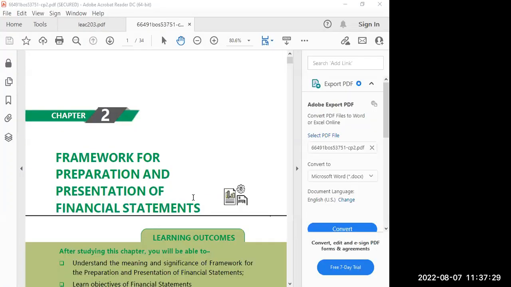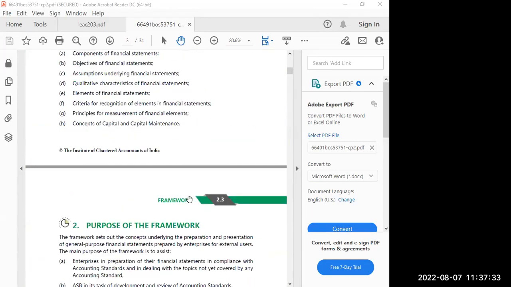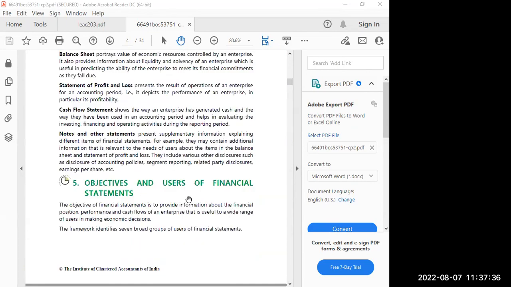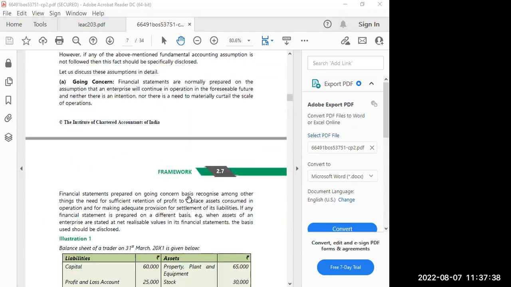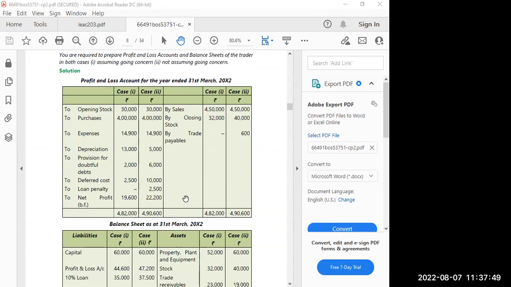Okay, I'm sharing another file. Is it visible to you, those who are online? Yes, sir. See, this is the one you should not do. Look at this. Like this, you should not do. That's what I told you. I'm showing a P&L account. You should not do it in this format.